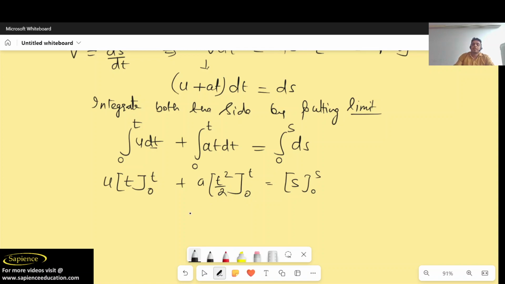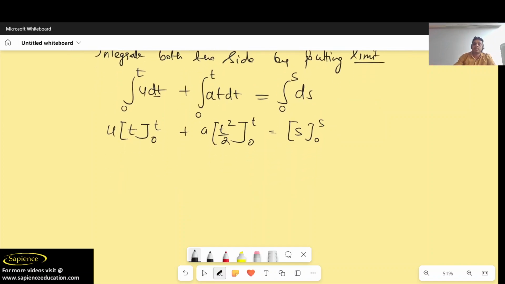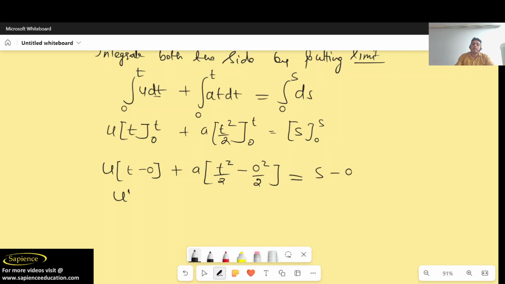Okay, so see here, if you put the limit, then what will happen? u t minus 0 plus a t square by 2 minus 0 square by 2 equals s minus 0. So finally you are getting the answer ut plus 1 by 2 at square equals s. So finally we have got the second equation of motion, hence proved.